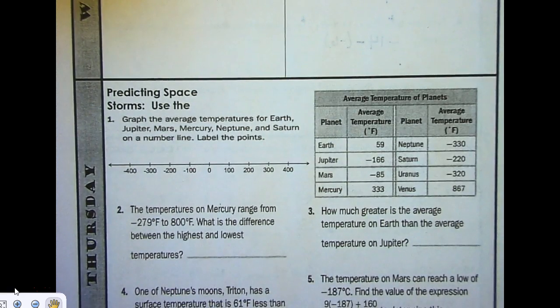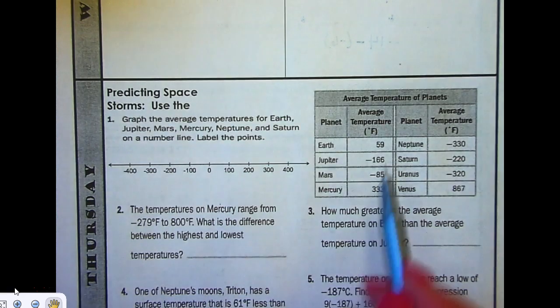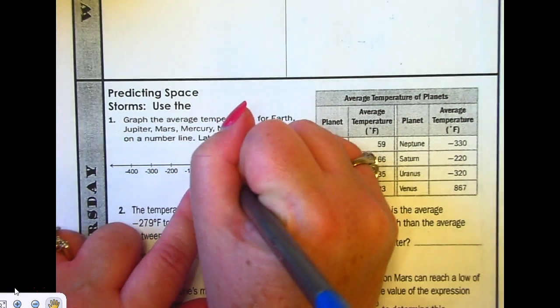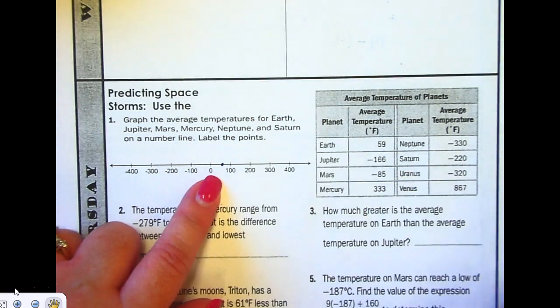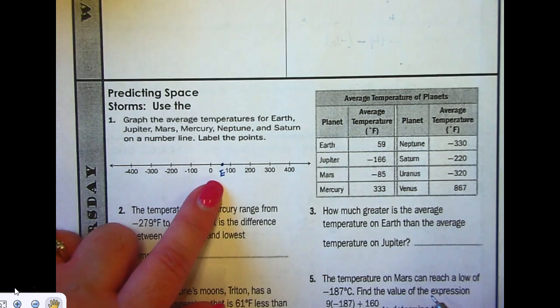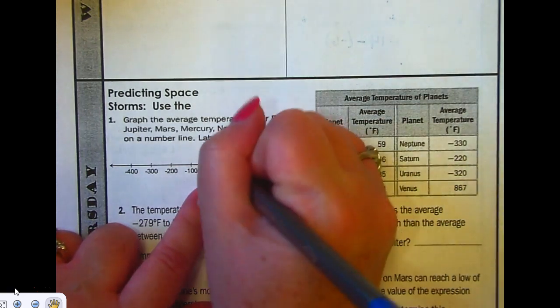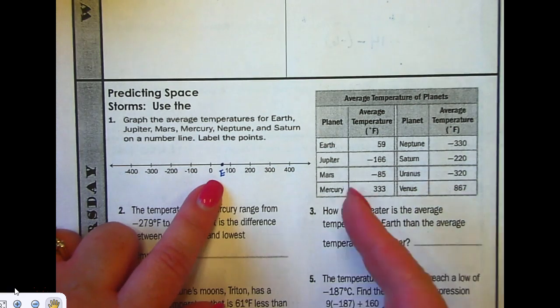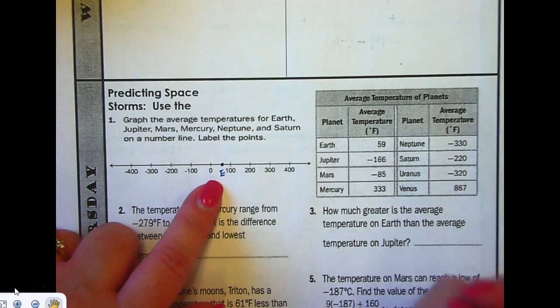All right. Graph the average temperatures for Earth, Jupiter, Mars, Mercury, Neptune, and Saturn on the number line. Label the points. So, Earth is 59, so that's between a 0 and 100. So it's probably a little more than halfway. And I'm going to call that E for Earth. So that's what you're doing. You're graphing it right on the number line. Put a point and put a letter. You might need to write out Mars because you have a Mars and a Mercury.